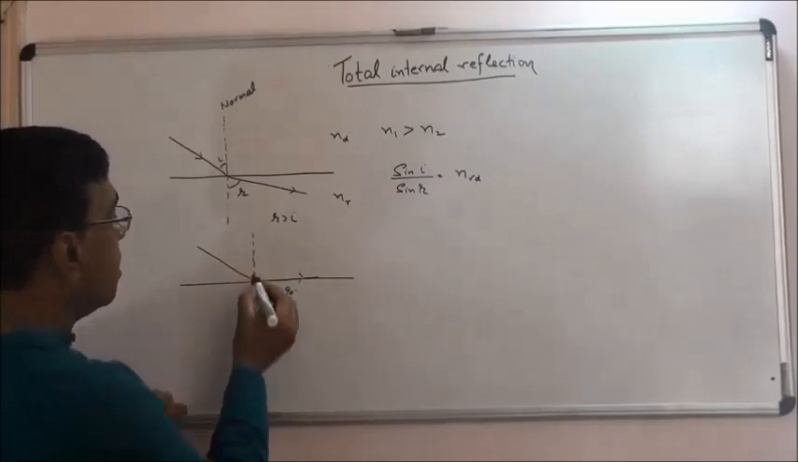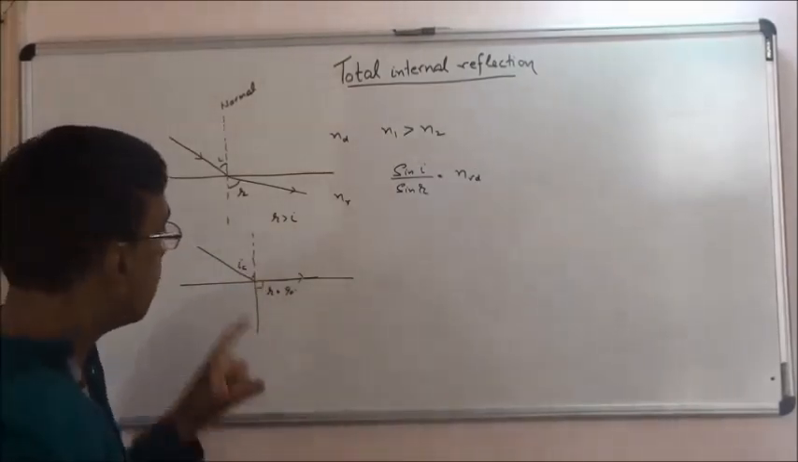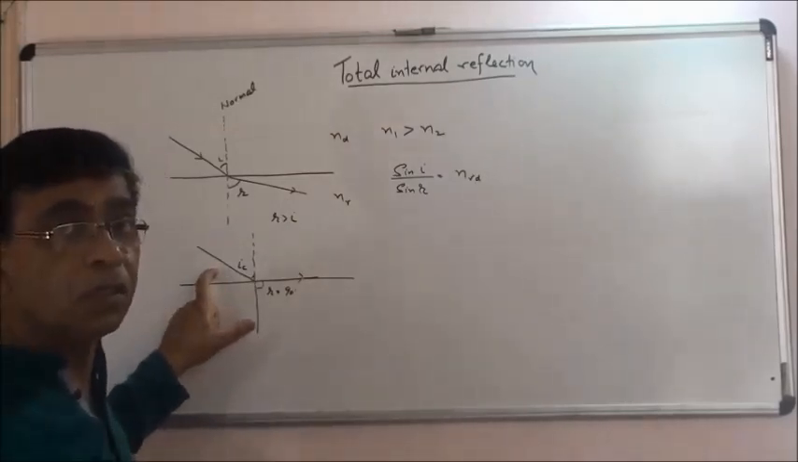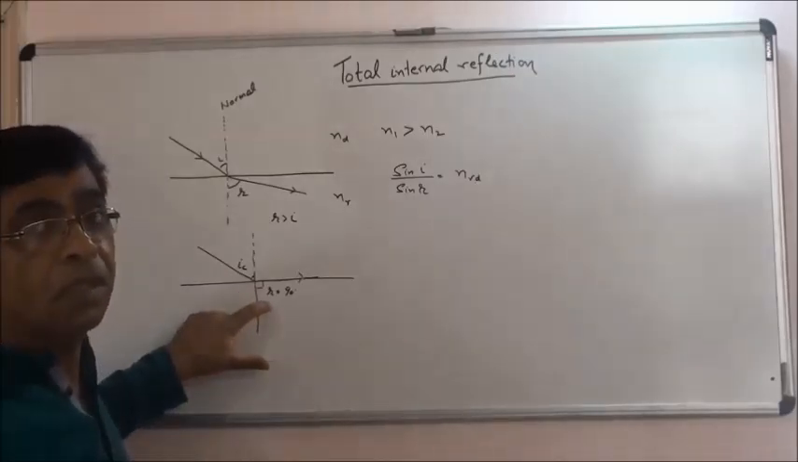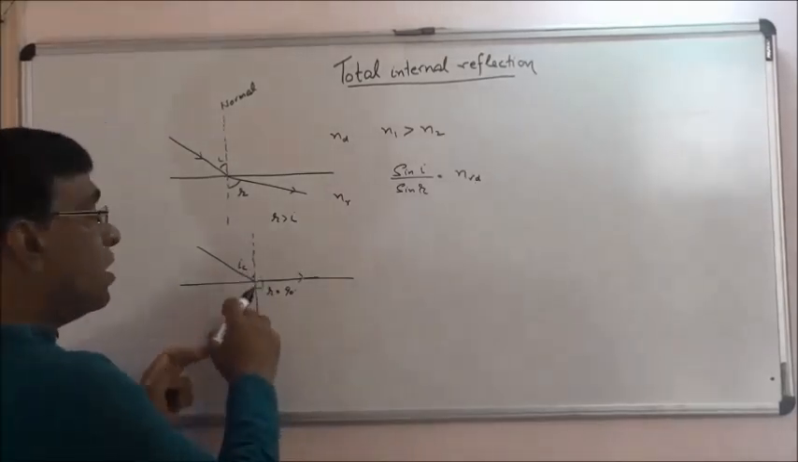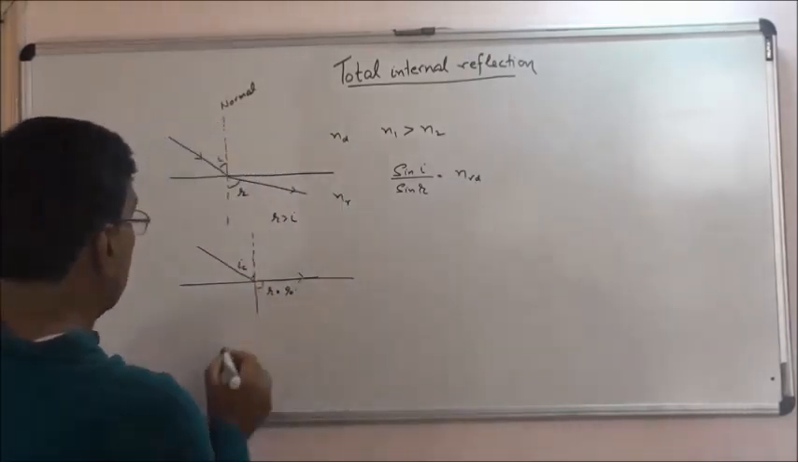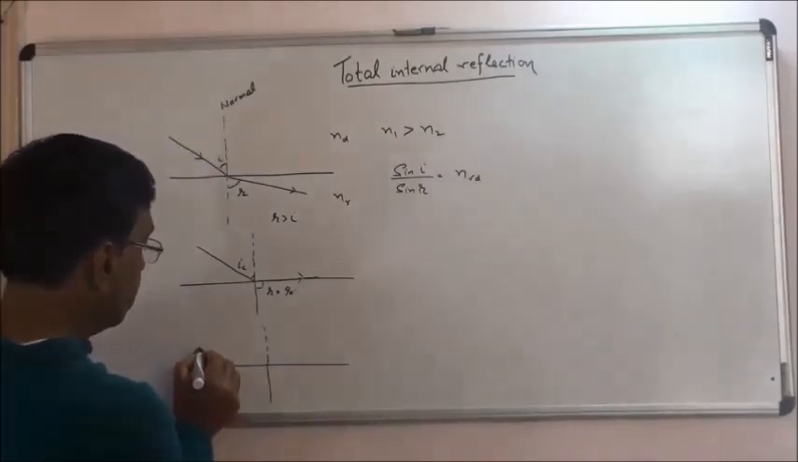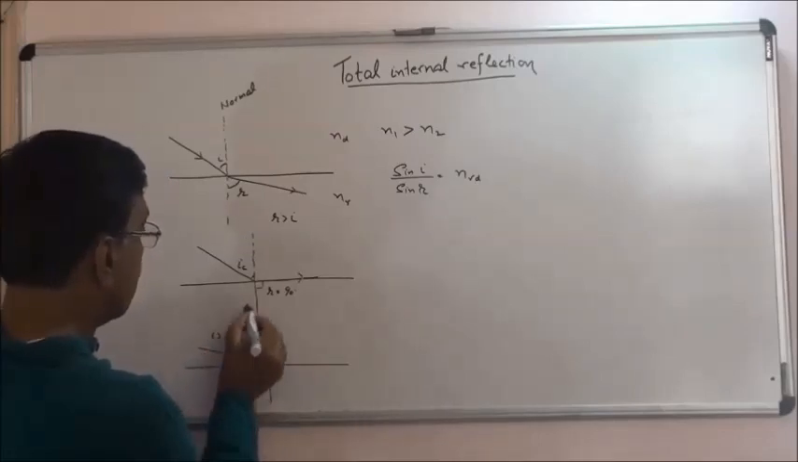And this value of incidence angle in the denser medium, we call it the critical angle. So the critical angle is that angle in the denser medium for which the angle of refraction in the rarer medium is 90 degrees. Okay. Now if IC is further increased, if I take I more than IC, this is I, and let I be greater than IC.